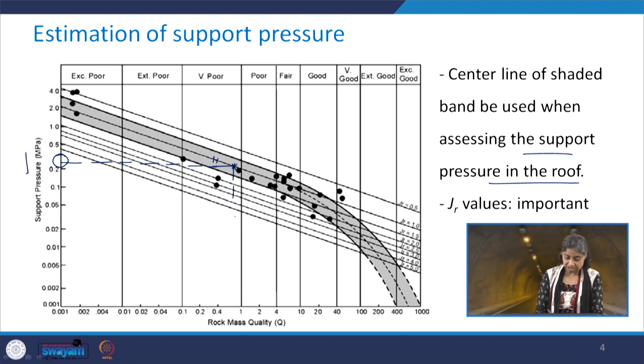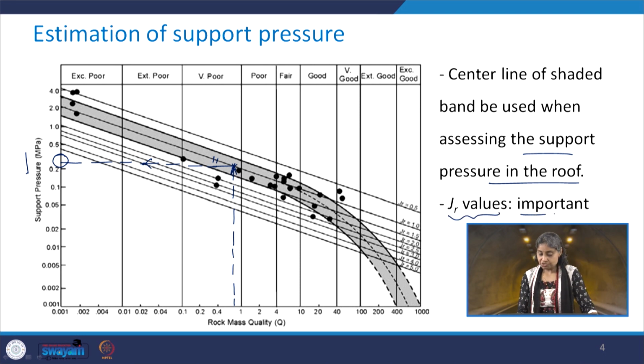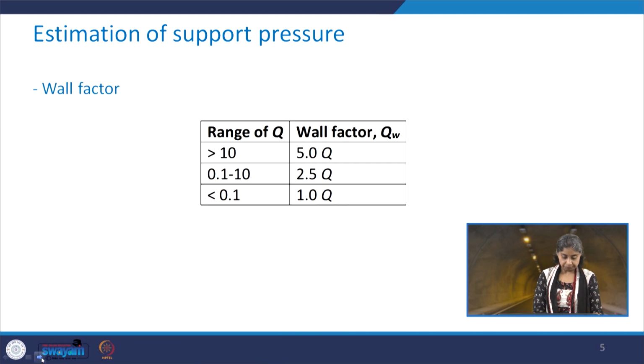So let us say you take some typical values here, for example Q, you go up and then in the horizontal direction. Here the Jr values are quite important, as I mentioned, so you can take note of these various Jr values which vary from 0.5 to 5. Based upon this we can determine the support pressure corresponding to the value of Q as well as Jr.